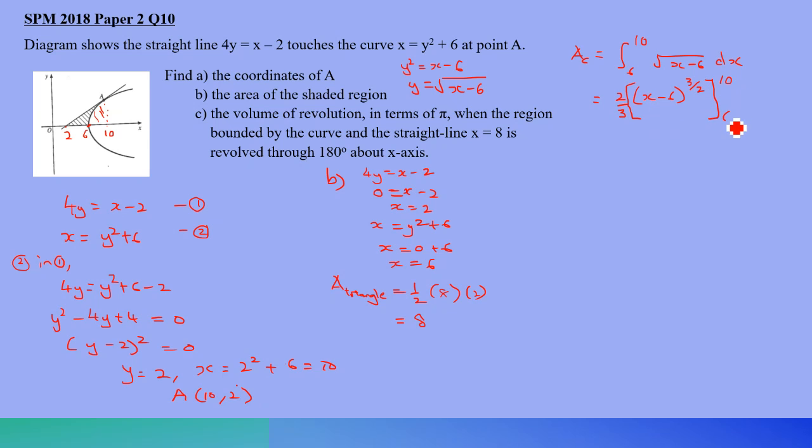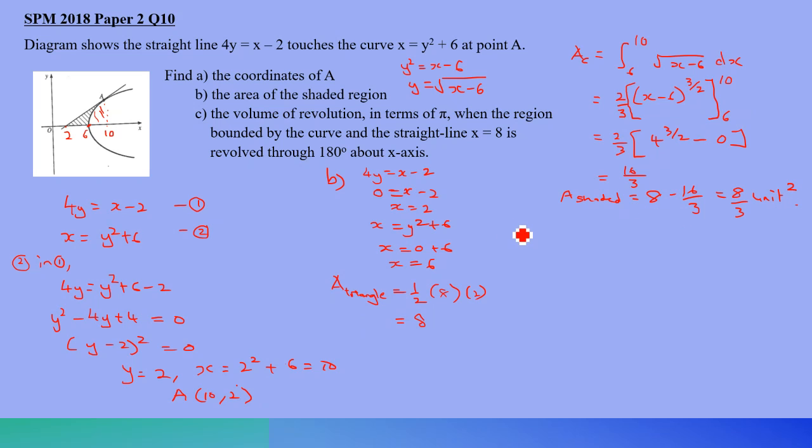Now you can put in the limits. So put in your 10. What we have is 4 to the power of 3 over 2. If I put 6, I have 0. So from here we can calculate the total. This will give you 8, so 16 over 3. Okay, so now what will be the area of the shaded region? Let me just put it, the shaded region will be the area of the triangle, 8 minus 16 over 3. So that will give you 8 over 3 unit squared.